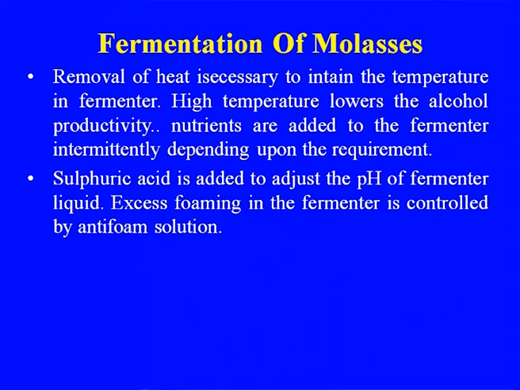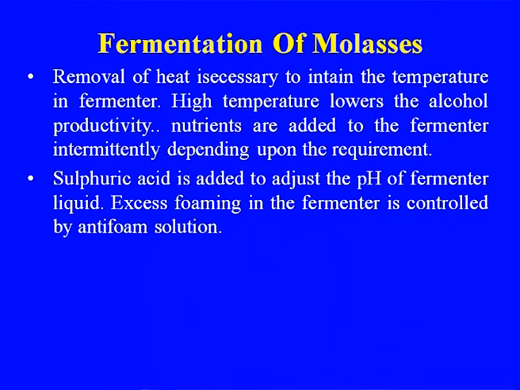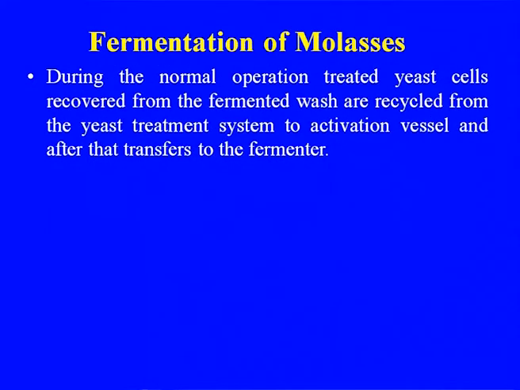intermittently depending upon the requirement, because in all microbiological processes we need nutrients. Sulfuric acid is added to adjust the pH of the fermenter liquid. Excess foaming in the fermenter is controlled by anti-foam solutions. During normal operation, treated yeast cells recovered from the fermentation process are washed and recycled from the yeast treatment system to the activation vessel, and after that transported again to the fermenter. When the growth of this yeast has taken place, the process continues. Whatever yeast we are generating during the process is again recycled.